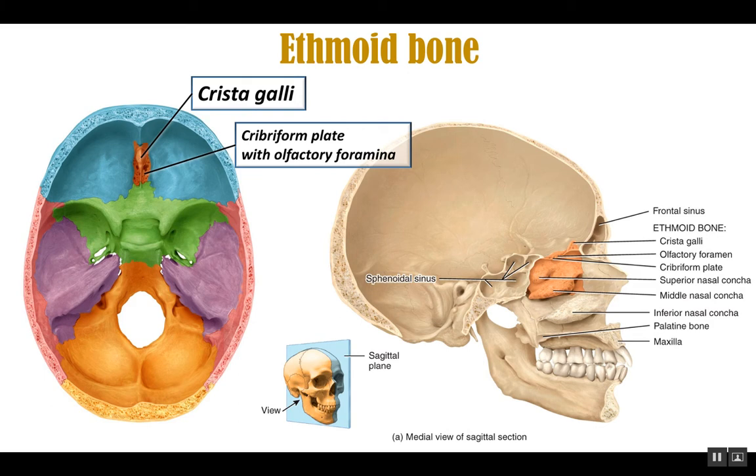There's actually 3 pairs of nasal concha. There's superior, middle, and inferior. But notice the inferior nasal concha is not part of the ethmoid bone. So the ethmoid bone is shaded in a little darker here. It has the superior and middle nasal concha. The inferior is actually a completely separate bone, known as the inferior nasal concha. So those are the nasal concha projecting into the nasal cavity.